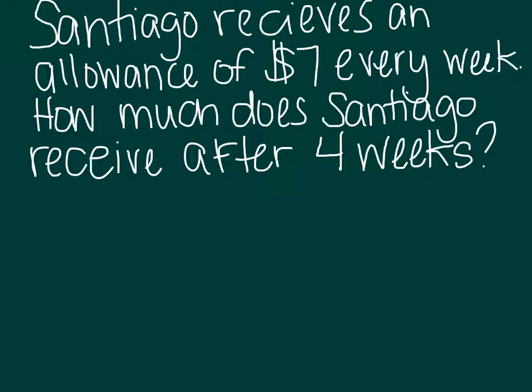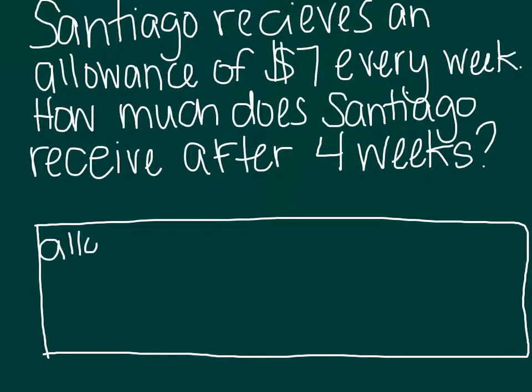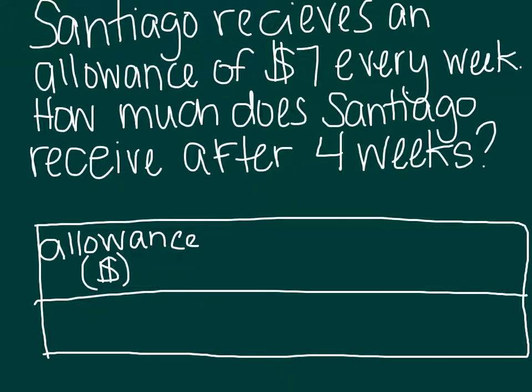And our question is, Santiago receives an allowance of $7 every week. How much does Santiago receive after 4 weeks? Okay, so we're going to make another ratio table here. I'm going to draw it just like this. Again, his allowance is in money, so we're just going to write our label there. And here we have number of weeks.